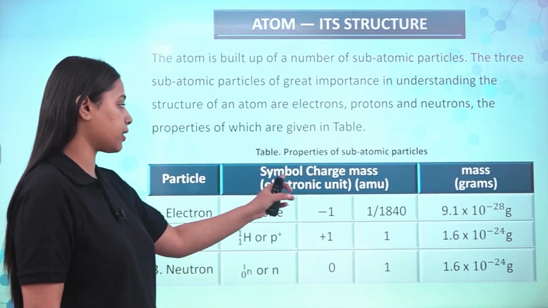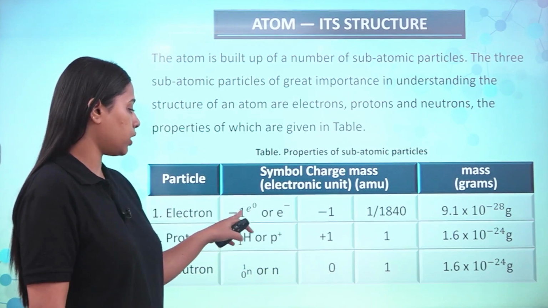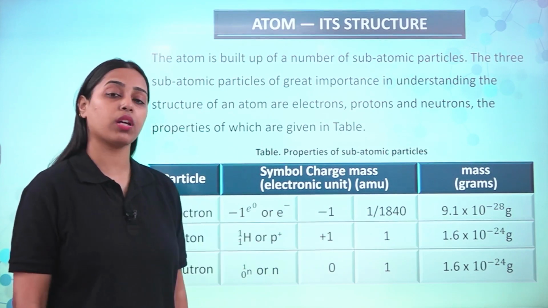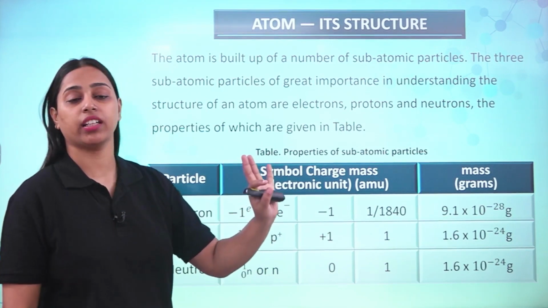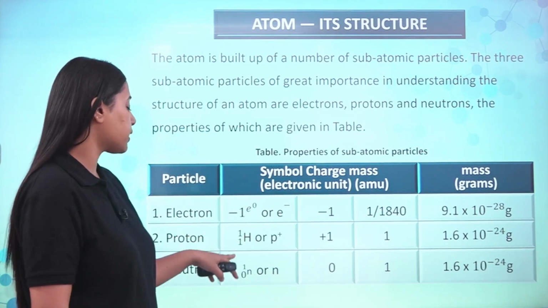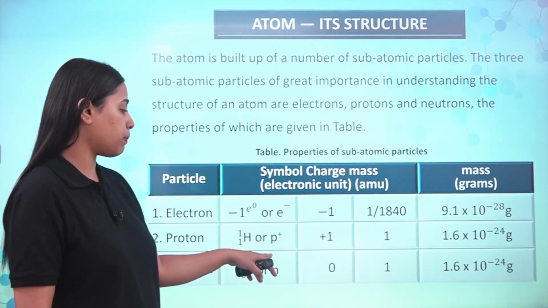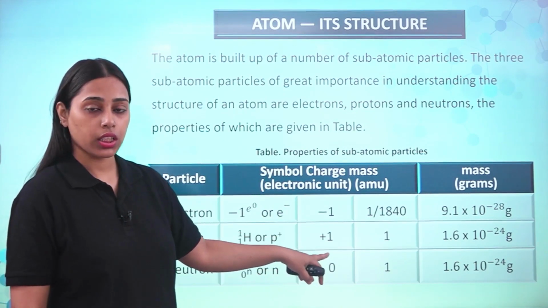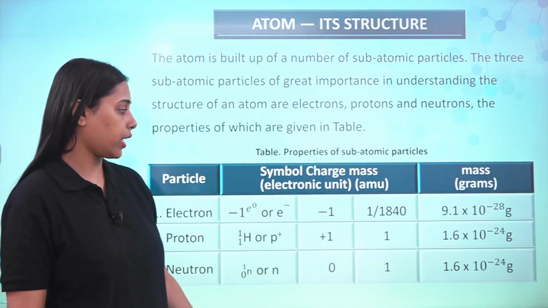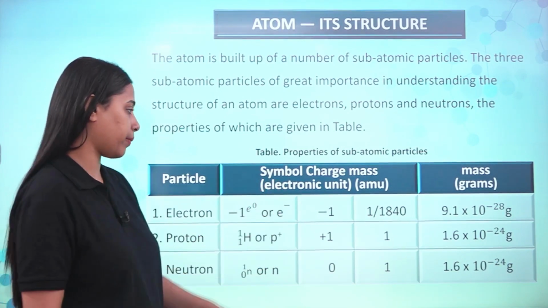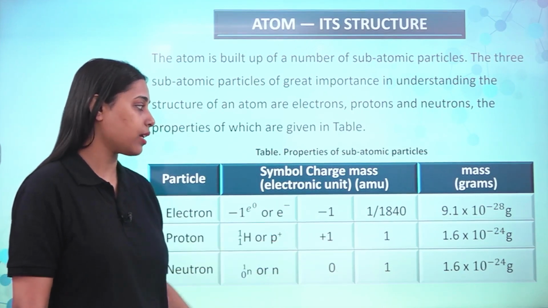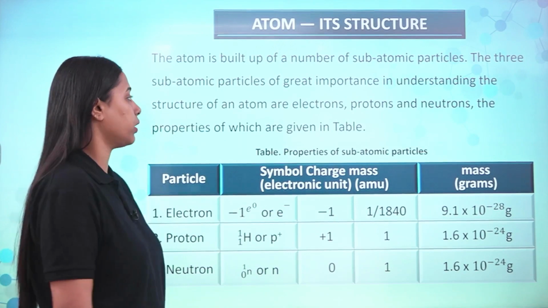The electron's symbol is e0 with charge -1, or simply you can write e minus. So it has -1 charge. Its mass is 1 by 1840, that is 9.1 × 10^-28 grams. The proton is represented simply as p plus. It has charge equal in magnitude but opposite, +1 in terms of the electron, right? Its mass is 1, and 1.6 × 10^-24 gram. The neutron has no charge, but it has 1 mass, which is similar to the proton's mass only.